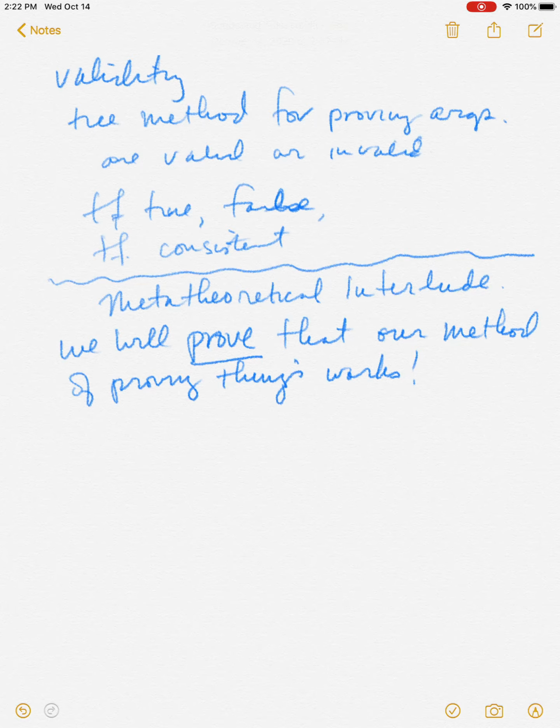This is something we've been taking for granted. We've been taking for granted that the tree method, we use it to prove that an argument is valid or invalid, or a set of sentences is truth functionally consistent or inconsistent, and so on. But in this metatheoretical interlude, we're going to prove something about our method. We're going to prove that our method that we're using to prove things actually works. It does what we're using it to do. And of course, we've been assuming this. We've been taking this for granted all along.